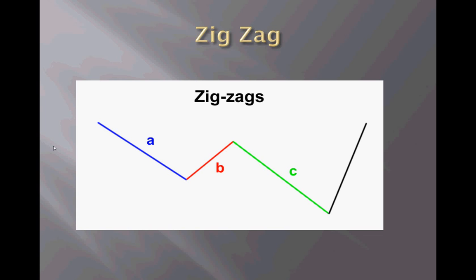Zigzag formations are very steep moves in price that go against the predominant trend. Wave B is typically shortest in length compared to waves A and C. These zigzag patterns can happen twice or even 3 times in a correction, 2 to 3 zigzag patterns linked together. Like with all waves, each of the waves in the zigzag patterns could be broken up into 5 wave patterns.